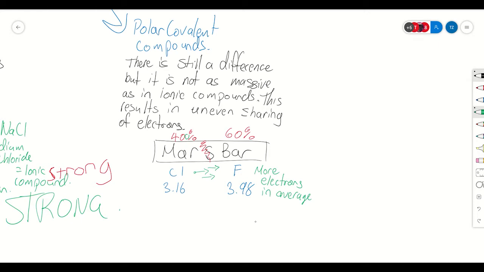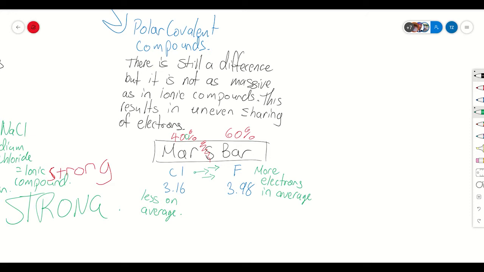Than the number of electrons over here, so less on average. So you have more electrons on average over at the fluorine end. You have less on average over at the chlorine end. So that's where we kind of start getting our polar covalent molecules going on. So we have more over this way, you have less over that way.